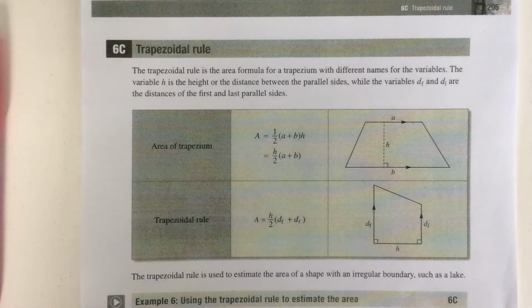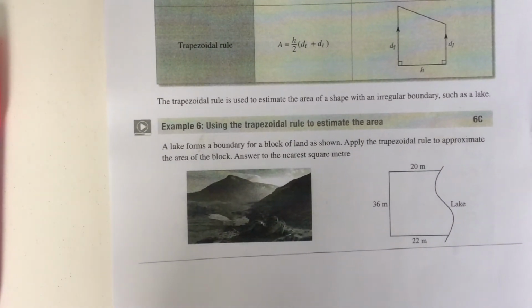Okay, the trapezoidal rule, unsurprisingly, comes from the area of a trapezium, which you can see in front of you right now. So the trapezoidal rule is basically the same formula. Just notice that instead of having an A and a B, we have a D with a little f and then a D with a little L. The F stands for the first line and the L stands for the last line. Okay, let's have a look at the example and we'll go through it from there.